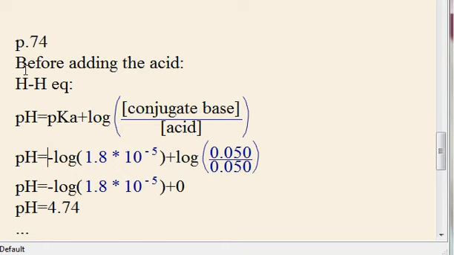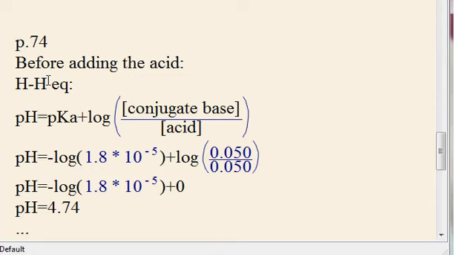This is page 74, the example in the middle of the page, which describes adding HCl to a buffer solution. And just so you can get your bearing, it says, consider the effect of adding 1.0 milliliters of 1 molar HCl to 1 liter of a buffer that contains, and so forth.